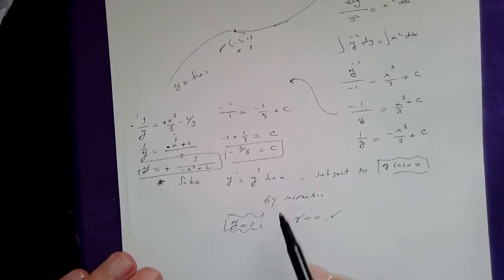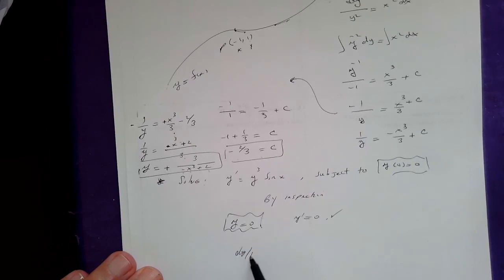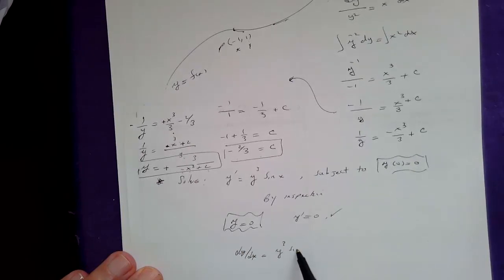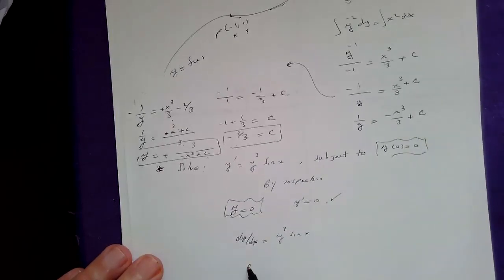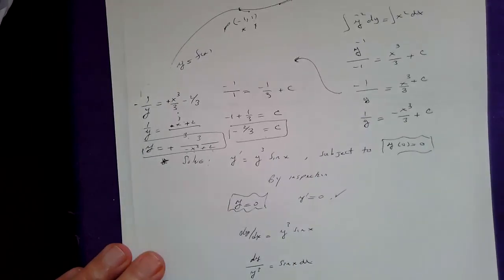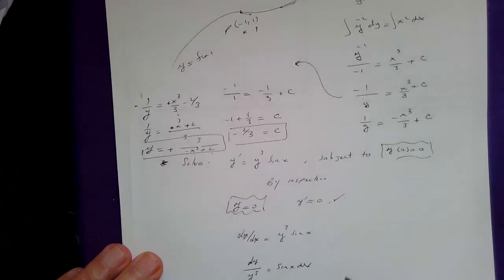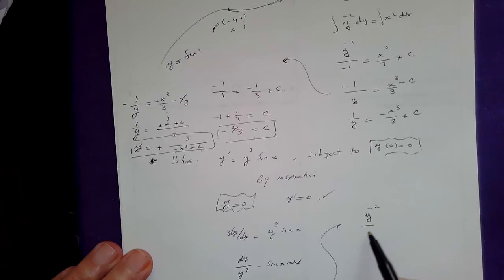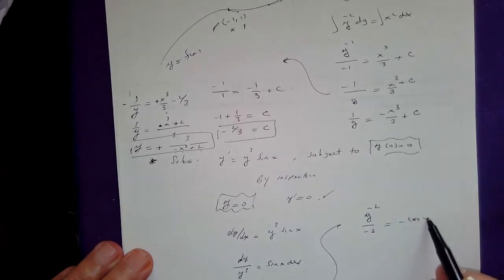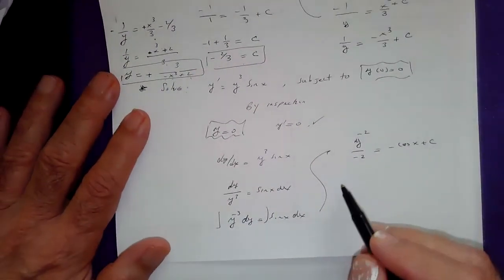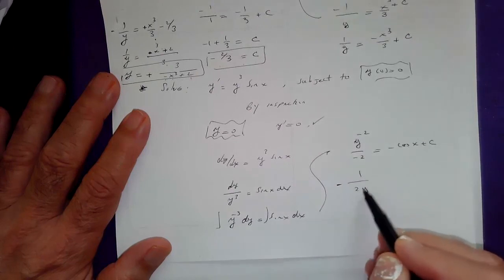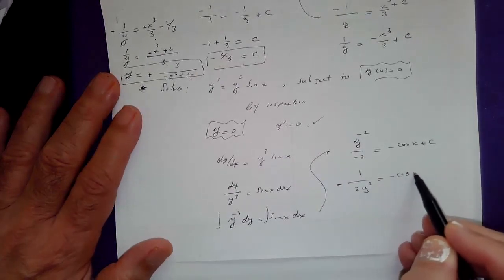However, if you attempt to solve this, you get dy/dx is equal to y cubed sine of x. Separate the variables. So that's dy over y cubed equals sine of x dx, which is the same as y to the power of negative 3 dy equals sine of x dx. Integrate, you get y to the power of negative 2 over negative 2 equals negative cosine of x plus c, which is the same as negative 1 over 2y squared equals negative cosine of x plus c.